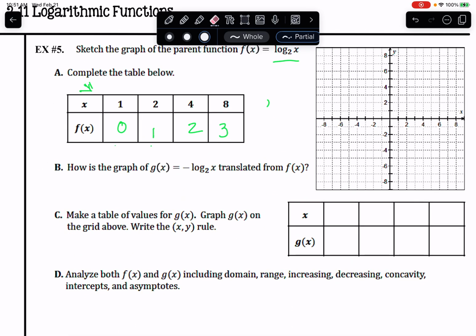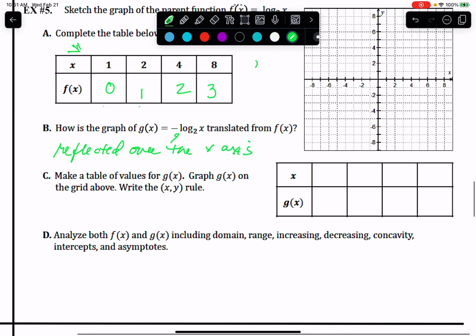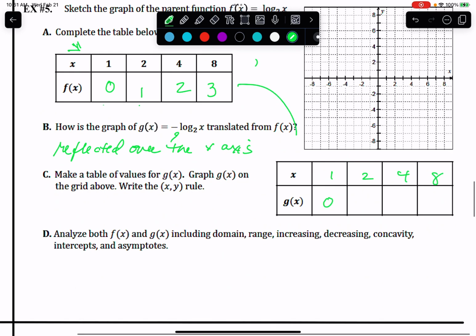How is the graph of negative log x translated from f of x? Well, this negative out in front just means we would be reflected over the x-axis. So now it wants us to make a table of values for g of x, which is the negative of log base 2 of x. So the x's would be the same, 1, 2, 4, and 8. And this would be 0. I'm looking at these down here now and making them negative. So negative 1, negative 2, negative 3.